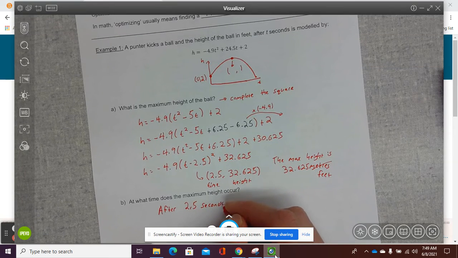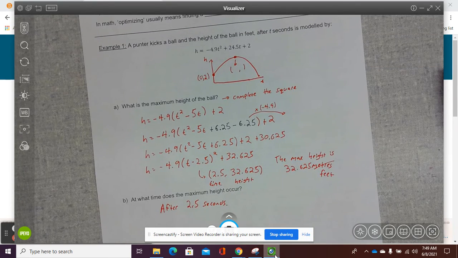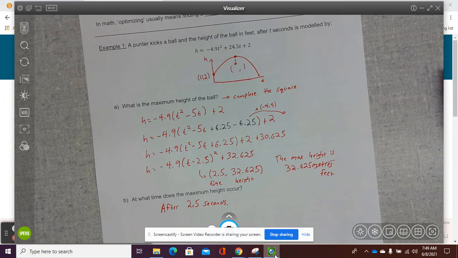So if we're trying to optimize something in this course, that means we're trying to find the maximum or the minimum. That means we should be looking for the vertex by completing the square and then interpreting the coordinates of the vertex to answer any types of questions.